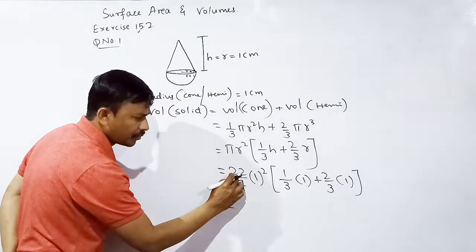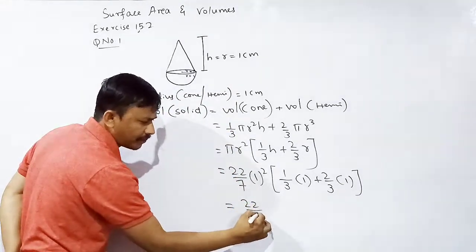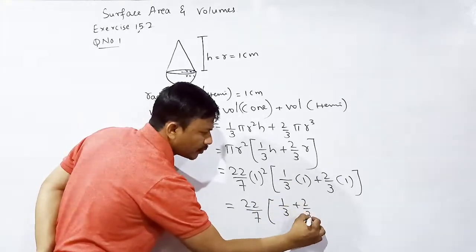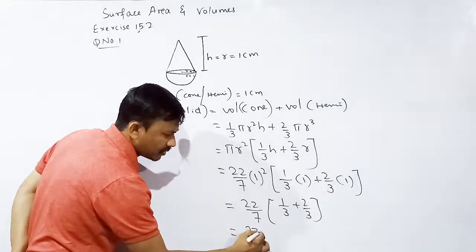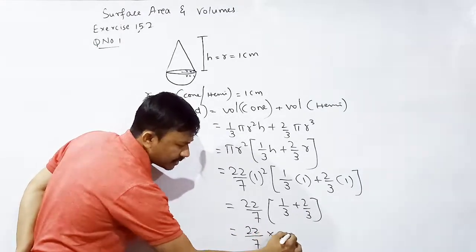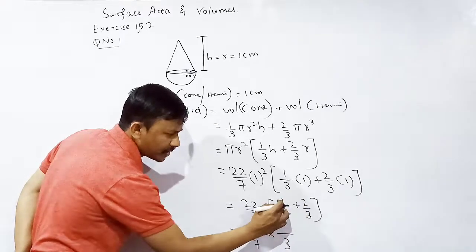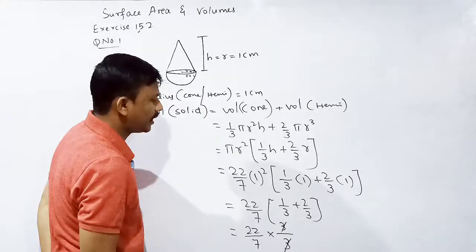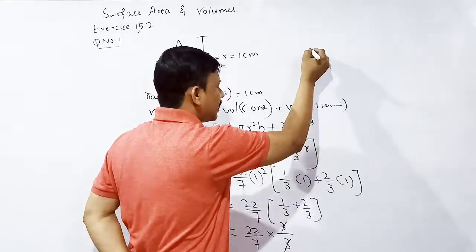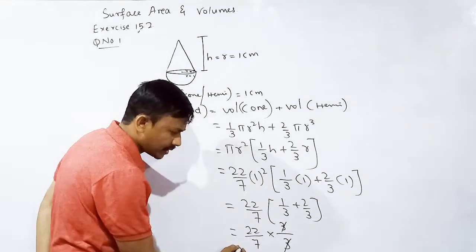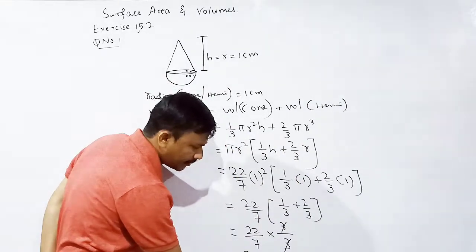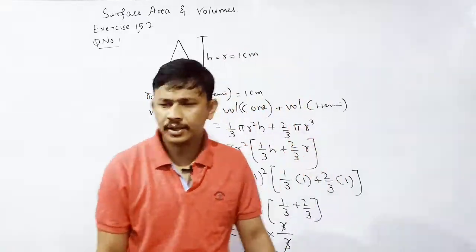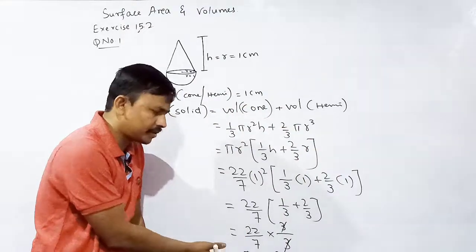This is equal to 22 into 1, 22 divided by 7 in bracket, 1 by 3 into 1, 1 by 3 plus 2 by 3. This is equal to 22 divided by 7. 3 LCM 3 only. Correct? 2 plus 1 is 3. Cancel. Answer will be 22 divided by 7. That is nothing but pi only. 22 by 7 is nothing but pi. Pi centimeter cube. It is volume. Pi centimeter cube. Pi is nothing but 22 by 7. Right.